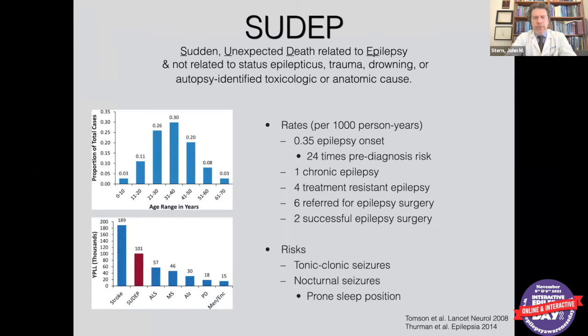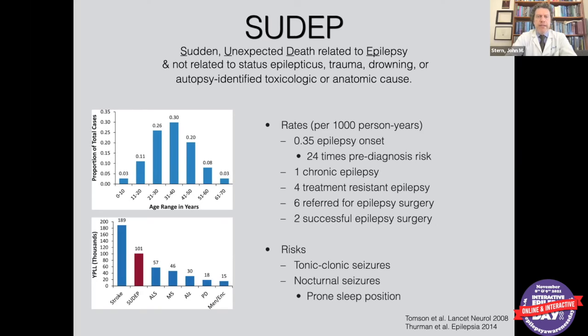SUDEP has received a lot of attention in the past few years, and SUDEP is an acronym for sudden unexpected death related to epilepsy. This is a sudden death, meaning a death that's not related to an immediate precipitating factor like an injury or drowning. It's also not related to a prolonged seizure, which is called status epilepticus. It's not unexplained anymore. The old acronym, the letter U, was for unexplained, because we now have a much better understanding of what the mechanisms are that can produce SUDEP.